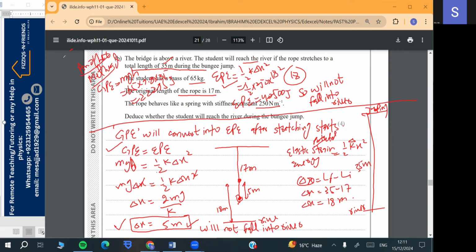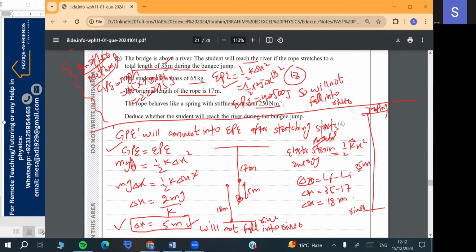So in the other method, I have just calculated the gravitational potential energy for the maximum height, which is 35, which came to be 22,295 joules. Then I calculated the elastic potential energy for the extension. Extension delta x is equal to final length, which was 35, minus initial length, which was 17. We subtracted these two and got the extension to be 18. Then multiplied with spring constant 250 and got the value of elastic potential energy to be 40,500.